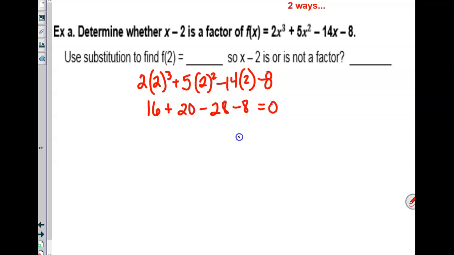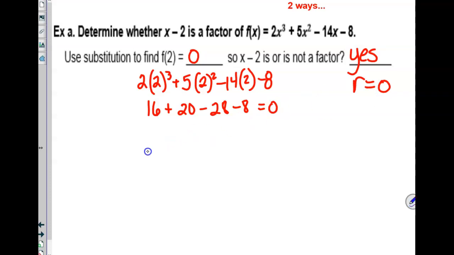I'm getting 0 in my head. Is anybody else getting it on the calculator? Yes? Okay. So if we found out this is 0, should x minus 2 be a factor of this? If the remainder is 0, then yes, it comes out a factor, okay? So is this a factor? Yes, because the remainder is 0. That's what this is telling us.